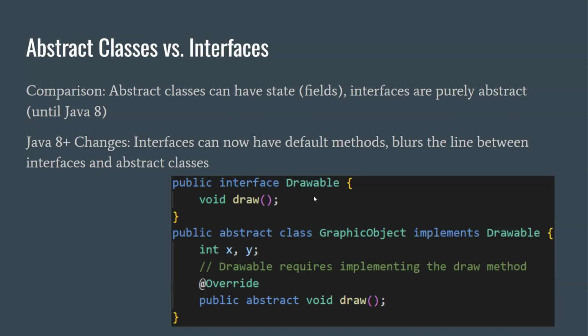Here is an example that shows how an abstract class graphic object implements an interface drawable and includes state, which is X and Y. So this shows the difference between abstract classes and interfaces.